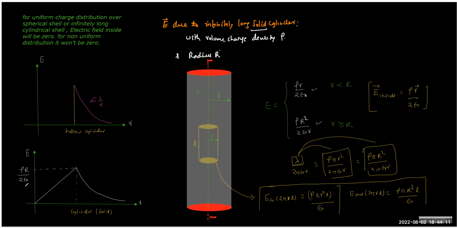So at the surface, the answer will be how much? Rho R by 2 epsilon naught, right? At the surface.